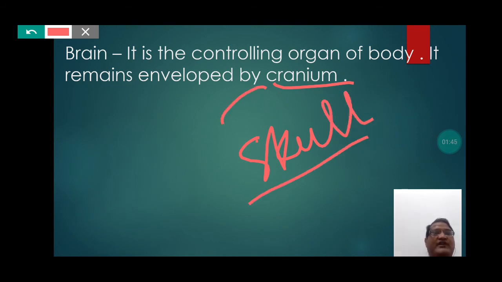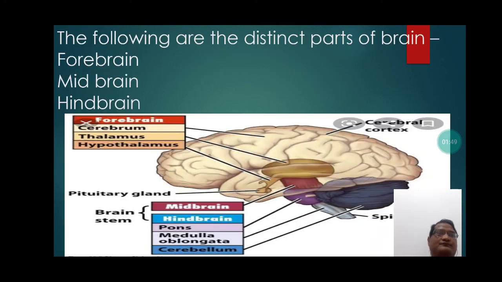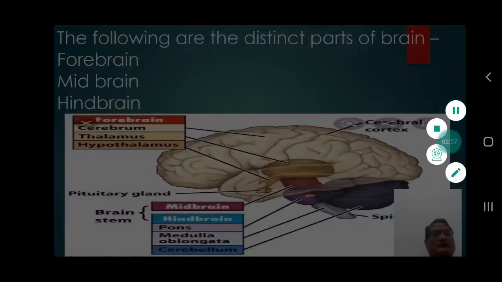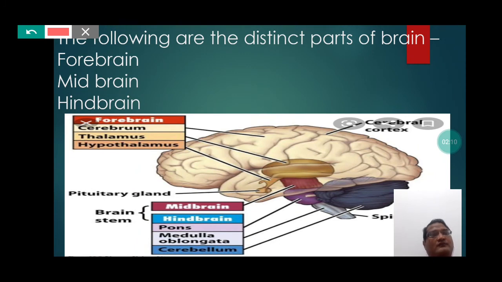So students, cranium is also called as skull. The following are the distinct parts of brain: forebrain, midbrain and hindbrain. So students, the most important parts of the brain are forebrain, midbrain and hindbrain.